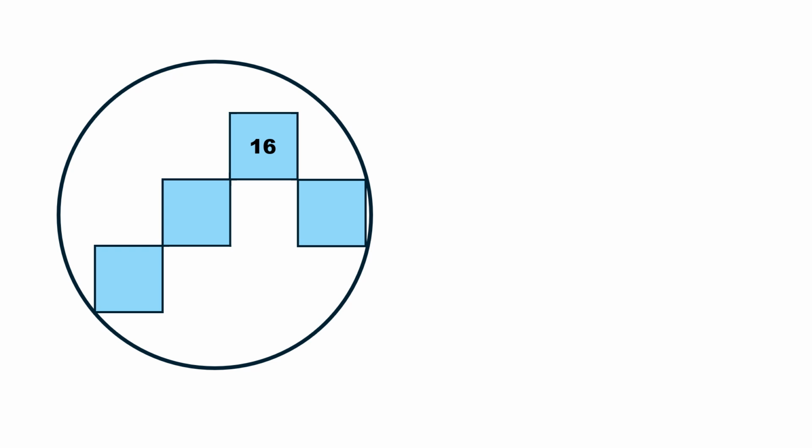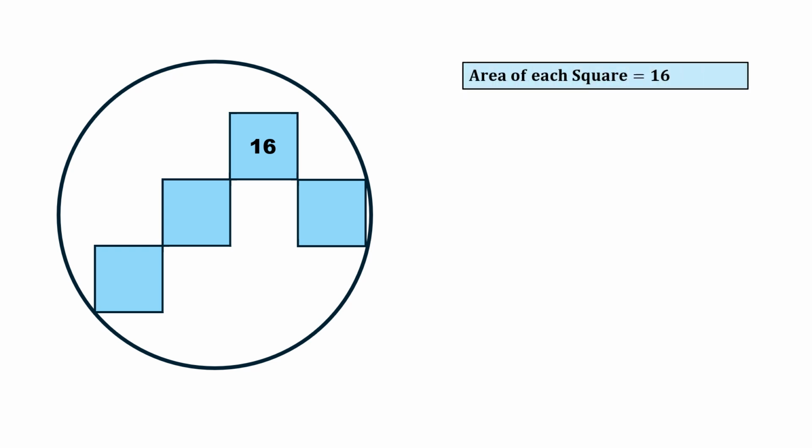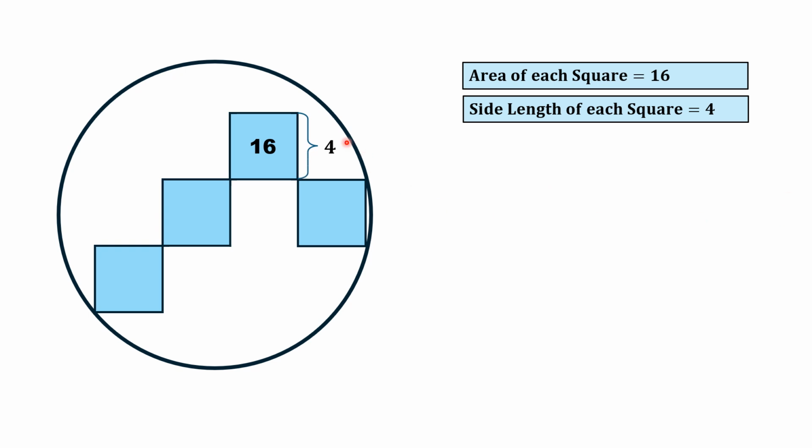Since the area of each square is 16 square units, the side length of each square is equal to 4 units. Let's mark the center point of the circle and draw a perpendicular line to this chord. Let's call this point A and this point B. We know that if a radial line is perpendicular to a chord, then it divides the chord into two equal parts. Since this whole length is 4 units, AB length is 2 units.